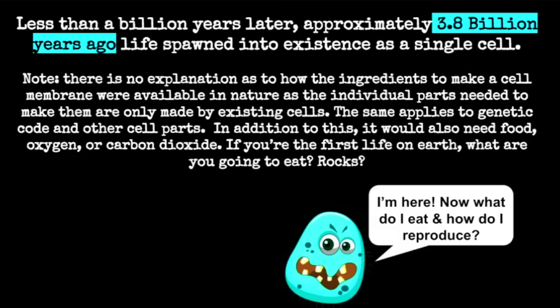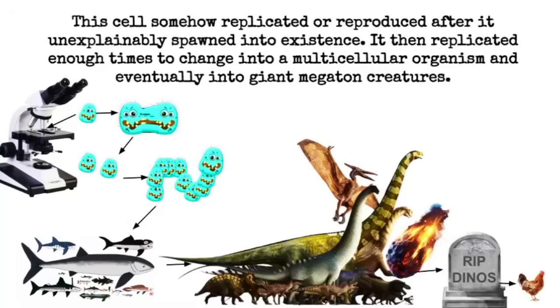And of course, life forming 3.8 billion years ago. We've talked about that before. From that single cell that couldn't have existed in the first place, turned into fish, every single dinosaur we've ever seen, hundreds of thousands of pounds worth of creatures. I mean, just massive creatures, and then they went extinct and turned into birds.